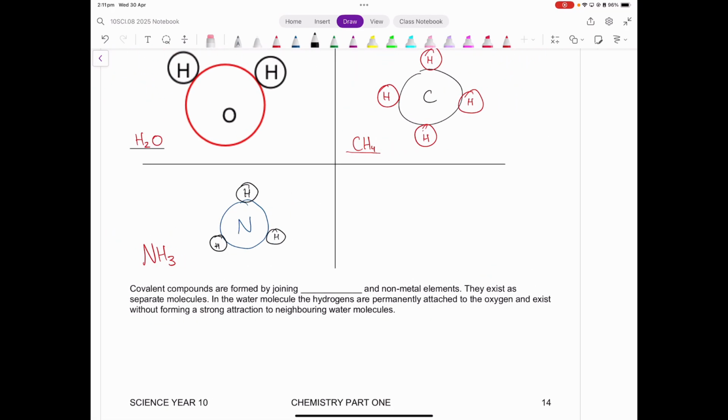Our final one, CO2. We're going to draw our carbon in the middle, okay? And how many oxygens is it bound to? 2. So we're going to draw 2 oxygens over on the side like that. So this is CO2.